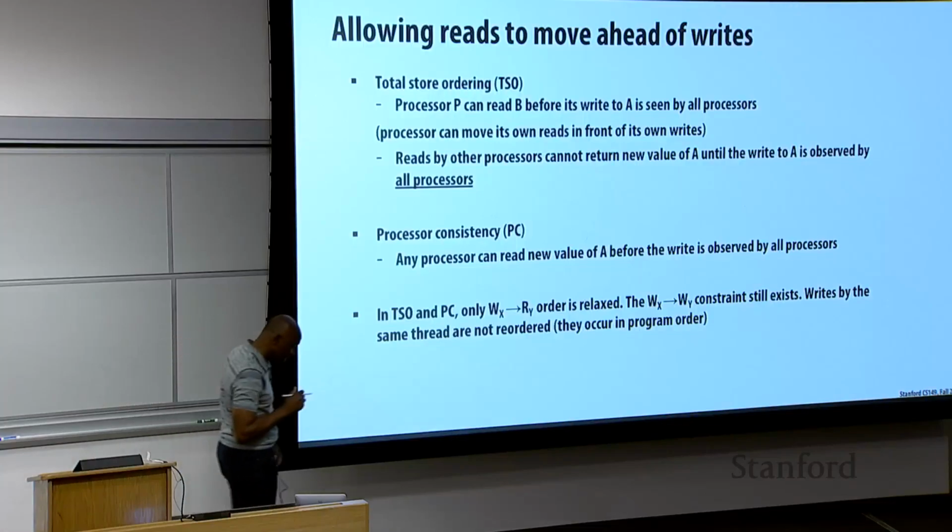There is a joke that says something like, there are two hard things in computer science: naming things and memory consistency. Exactly. So anyway, all right.